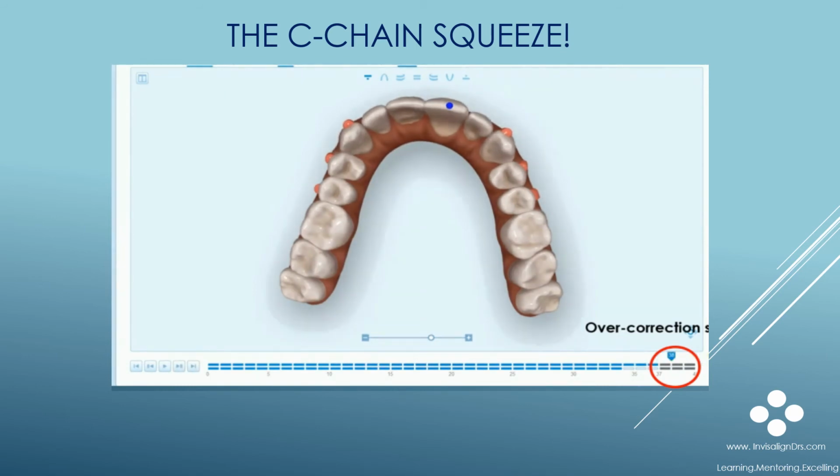Here are some uses for the C-chain aligners. They can close open anterior interproximal contacts at the end. Apply upper only with a little bit of IPR to reduce overjet and improve the anterior bite. And you can apply lower only with a little IPR to relieve premature anterior contacts at the end.